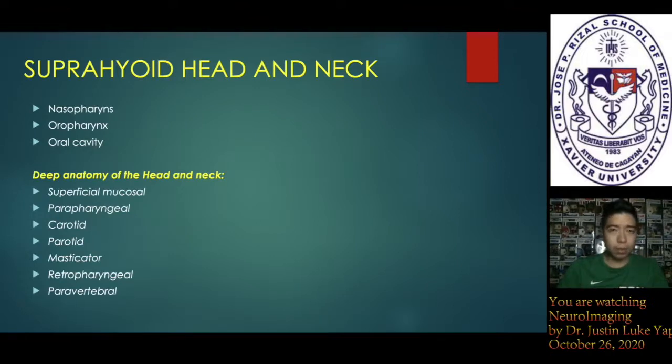So the suprahyoid head and neck can be divided into these spaces. You have your nasopharynx, oropharynx, oral cavity. Then in the deep anatomy, you can subdivide them into these spaces.